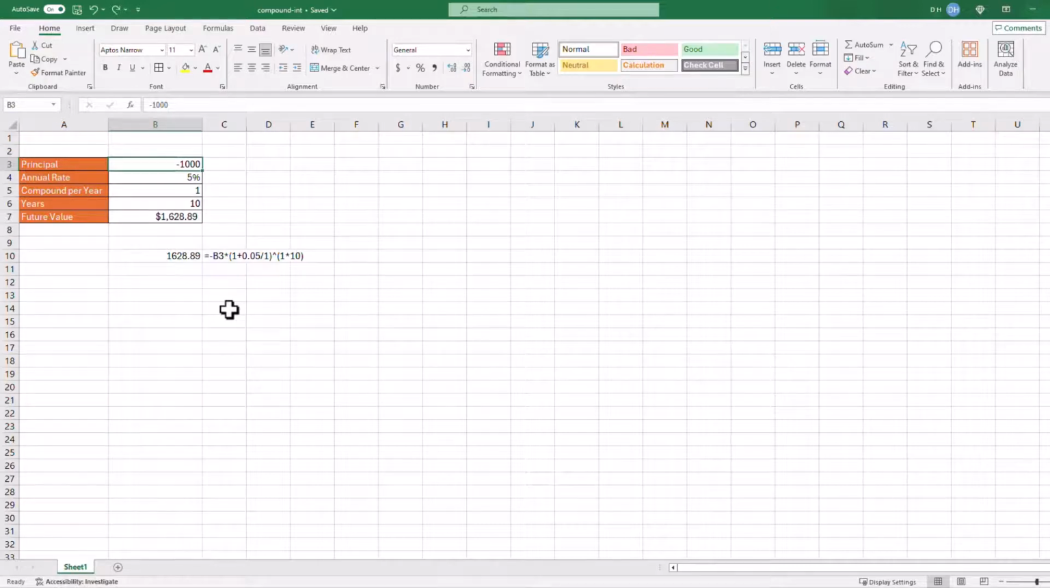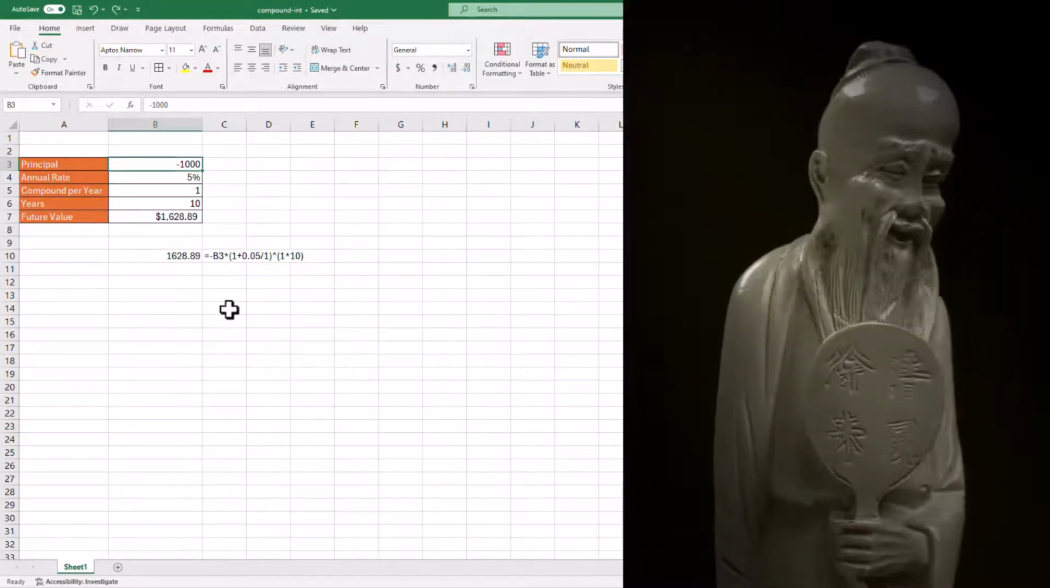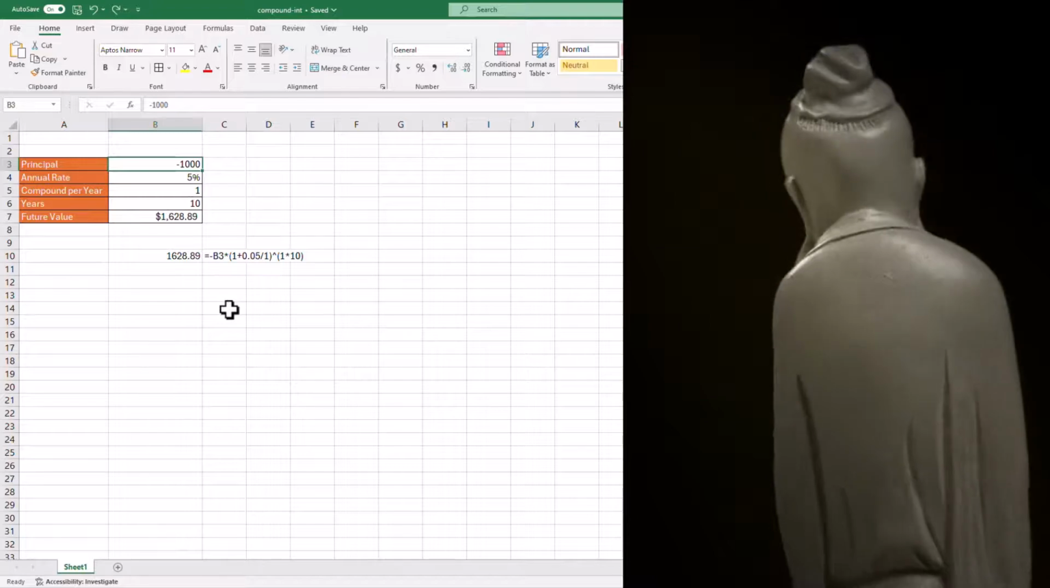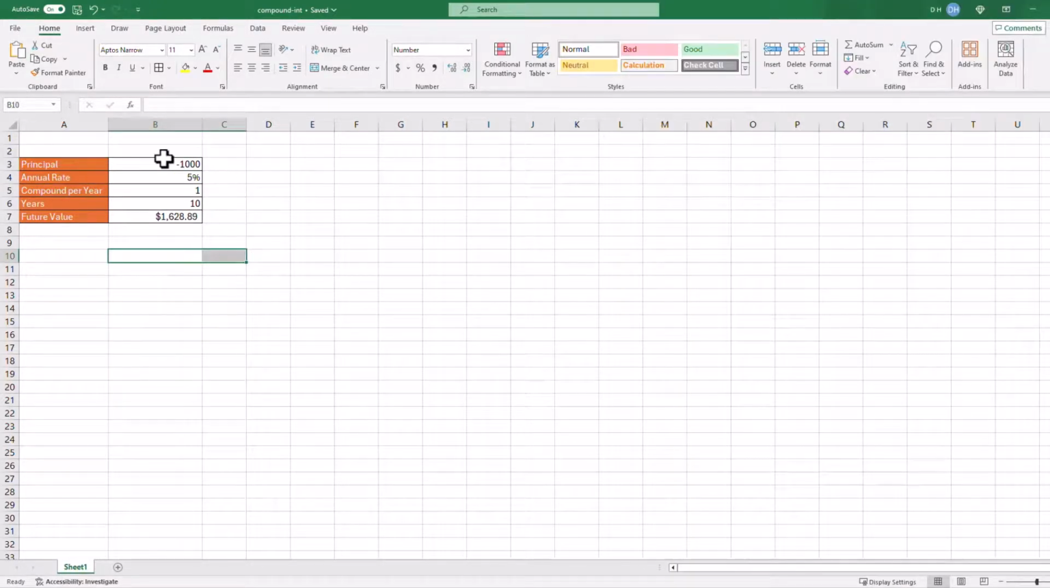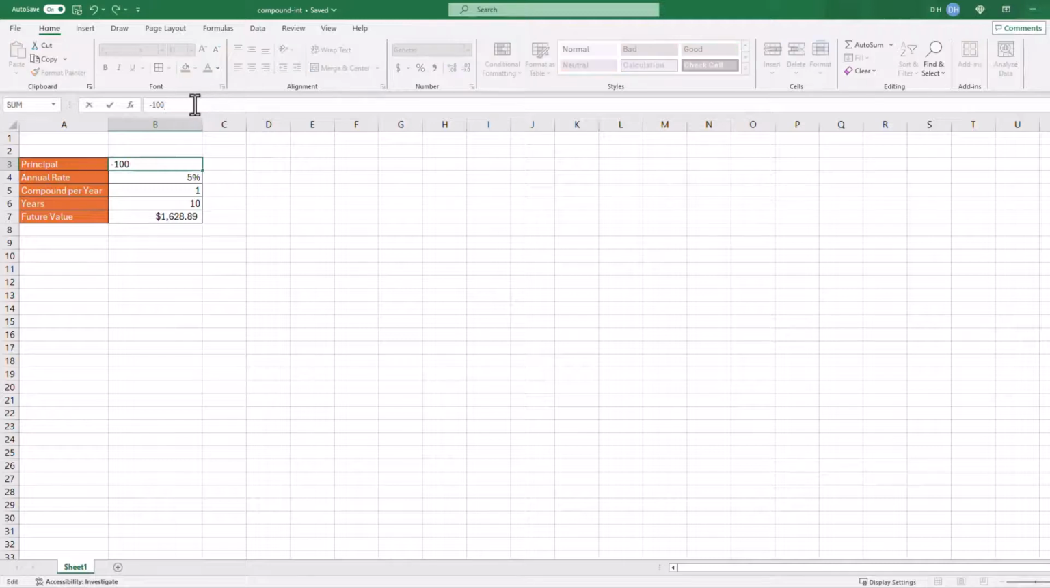Let's try to put the numbers in that we got from our rice chessboard parable. So I'm going to remove this. This is kind of distracting right now. Here, let's just say that was just 1 grain of rice. And the annual rate is 100%. I'll put 100% there, press enter. How many times is the compound per year? We're not doing any compounding, so it's still going to stick at 1.